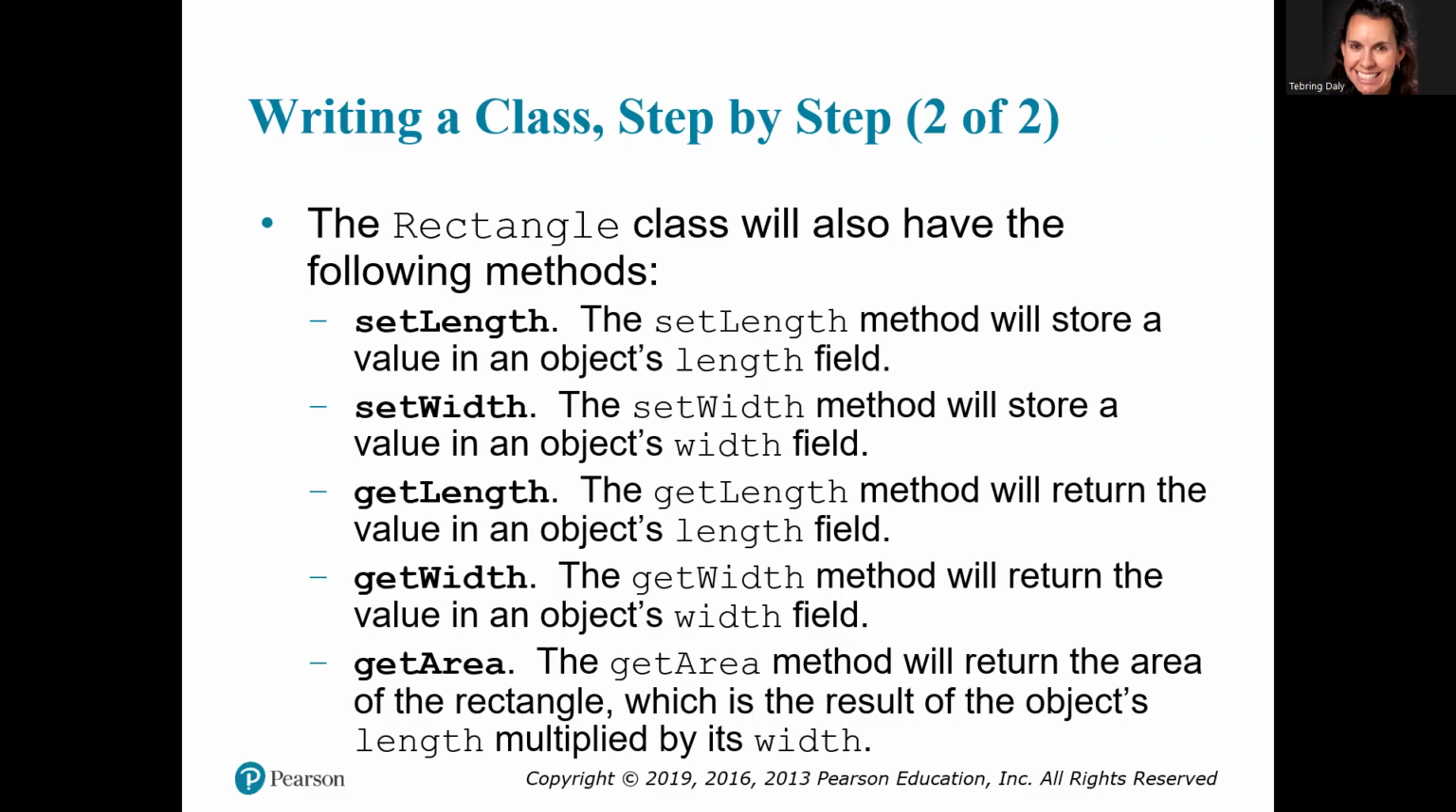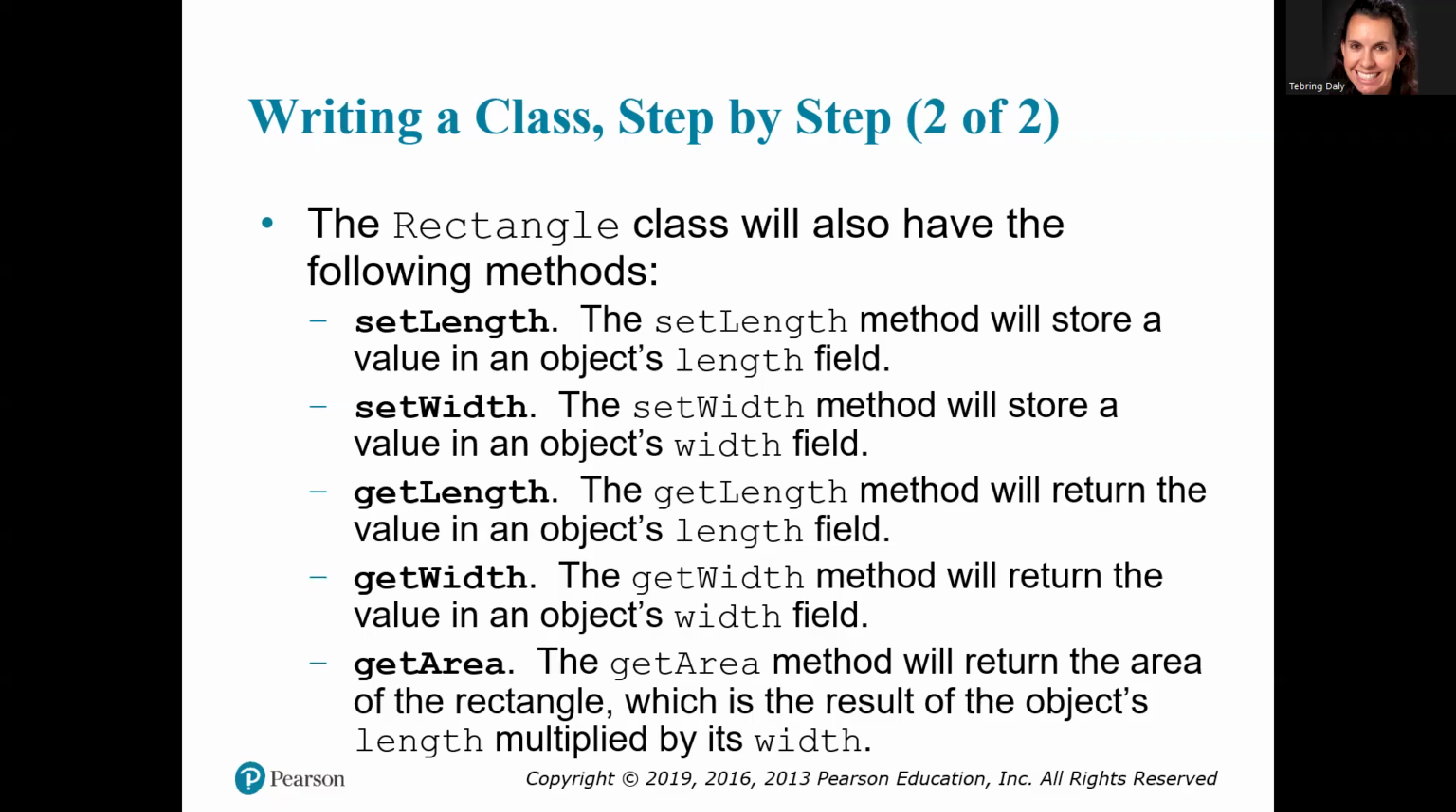Now the getters return the information for us. So if I want to know what is the length of this rectangle, then I say get length and it returns it. And if I want to know the width of this rectangle, I say get width and it returns it. And you might be saying, why do I need to do all that? I have the fields. Can I just use the fields? Can I just put it directly into the field? And we'll talk about why that isn't a good idea in just a bit.